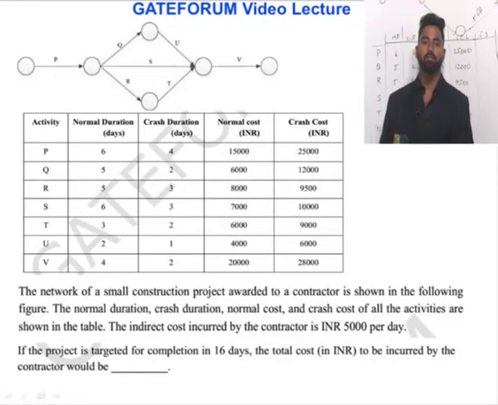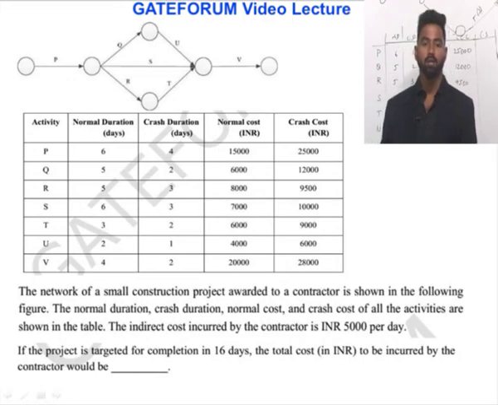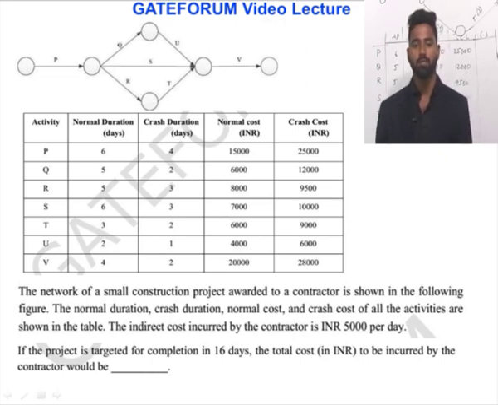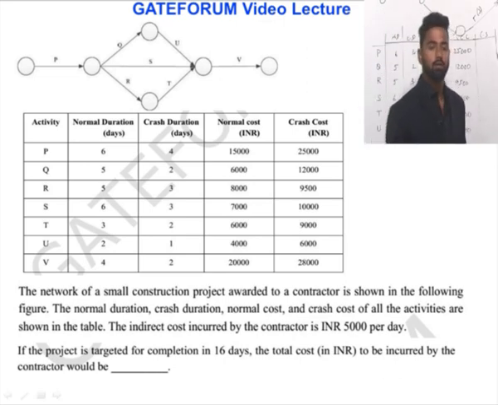The network of a small construction project awarded to a contractor is shown in the following figure. The normal duration, crash duration, normal cost and crash cost of all the activities are shown in the table. The indirect cost incurred by the contractor is INR 5,000 per day. If the project is targeted for completion in 16 days, the total cost to be incurred by the contractor would be.